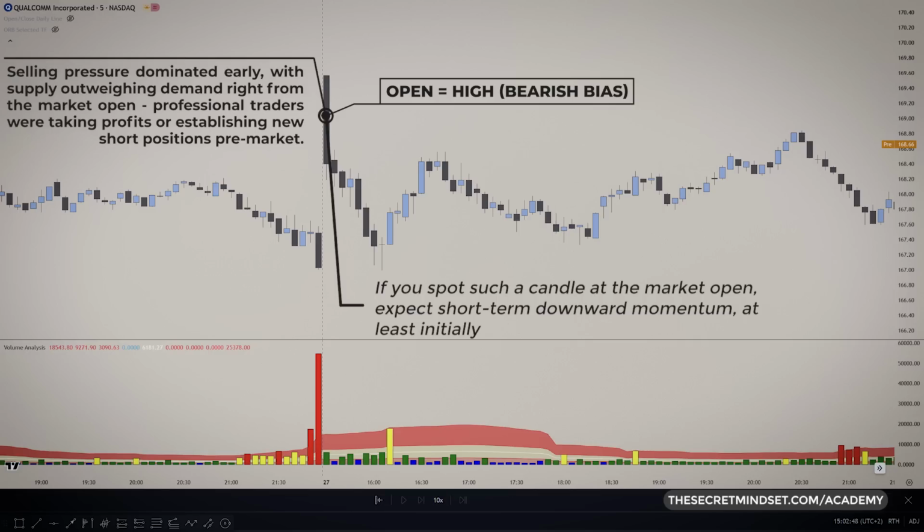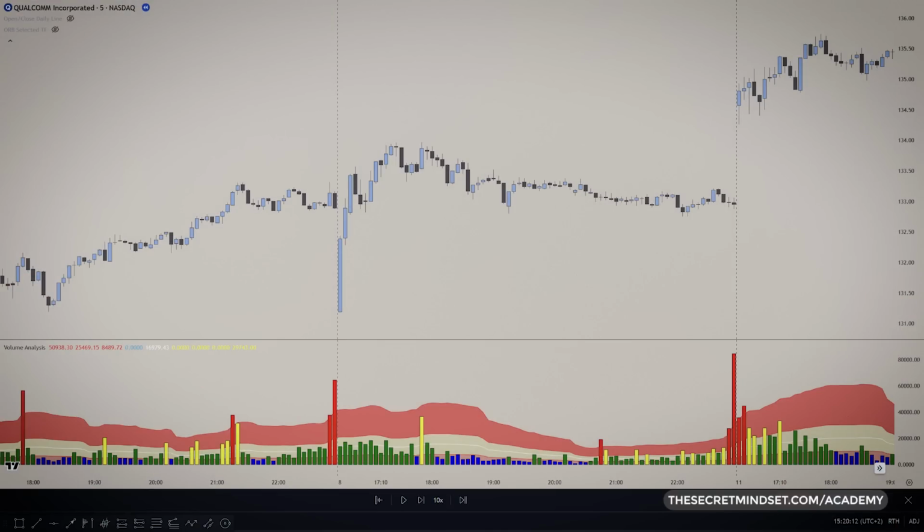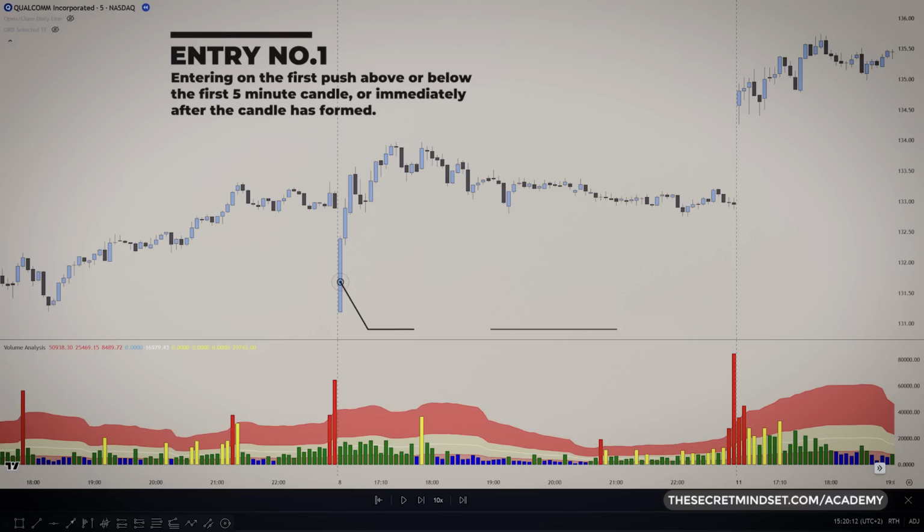It informs you that big players expect short-term downward momentum, at least initially. There are two types of entries. The first one, entering long on the first push above the first 5-minute candle or immediately after the candle has formed. Quality liquidity lies below, and the initial bounce often has follow-through as momentum traders join to ride the wave up.